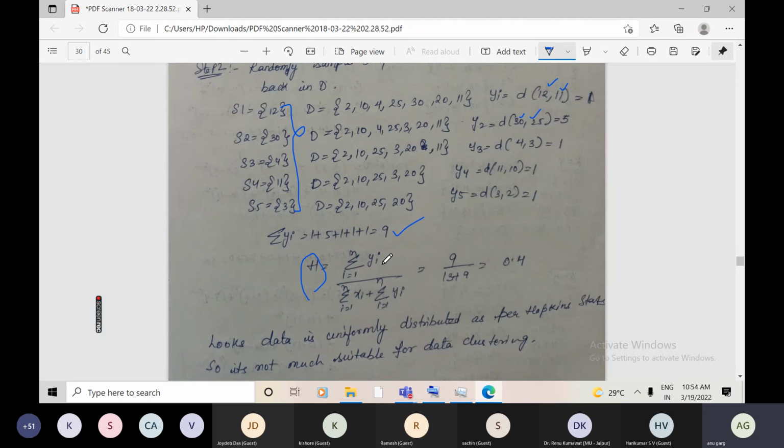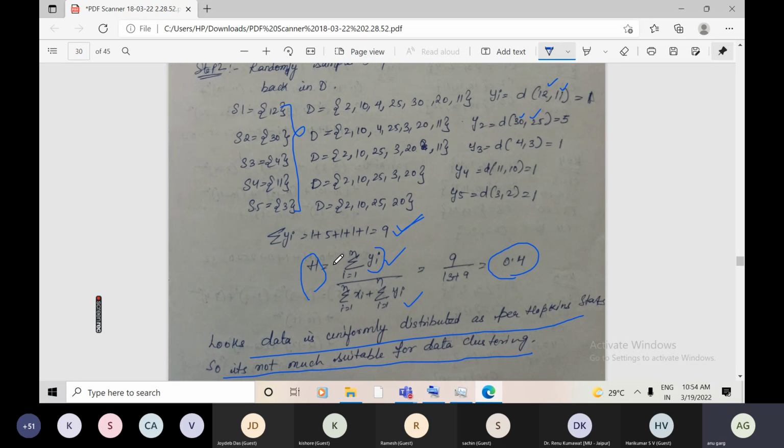And here the Hopkins statistic formula is sigma yi divided by sigma xi plus sigma yi. Nothing but the sum, that second sum that you got, divided by first sum plus second sum. And you got a value of 0.4, which is closer to 0.5. So the data is uniformly distributed as per the Hopkins statistic. So it's not much suitable for data clustering.